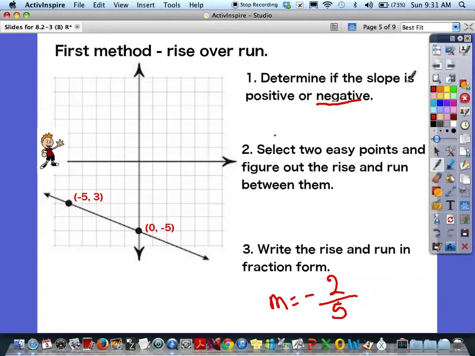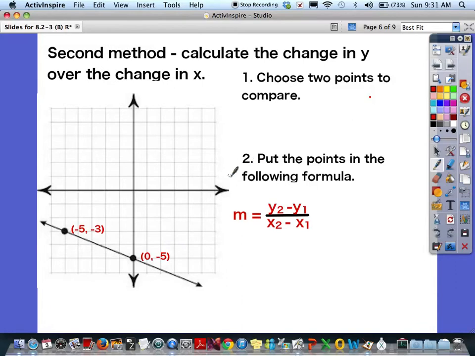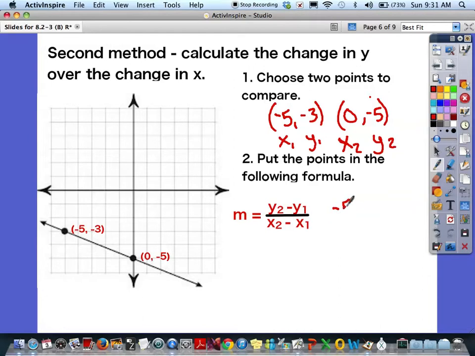Let's use this problem, but let's use the formula method. Same exact line, but let's plug in the formulas. We choose our 2 points, -5, -3, and 0, -5. I'm going to make this x1 and this y1 again, just because it's easier to be consistent. And we plug in the numbers. So -5 minus a -3 over 0 minus a -5. Because our x2 was -5 minus our y2, and so on and so forth with the x's.